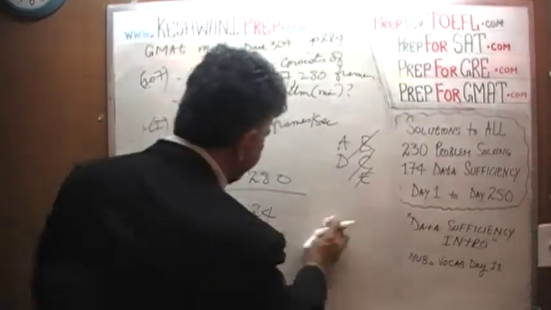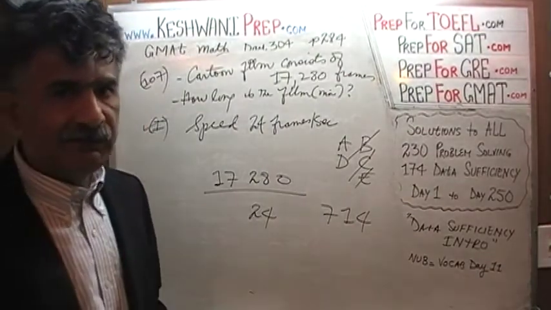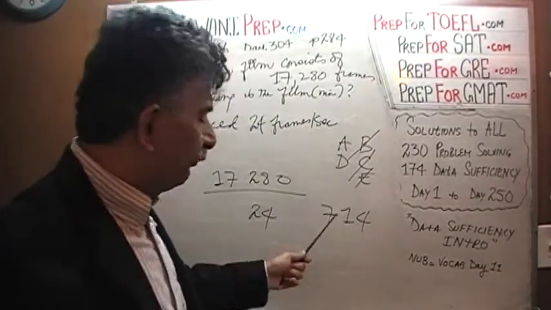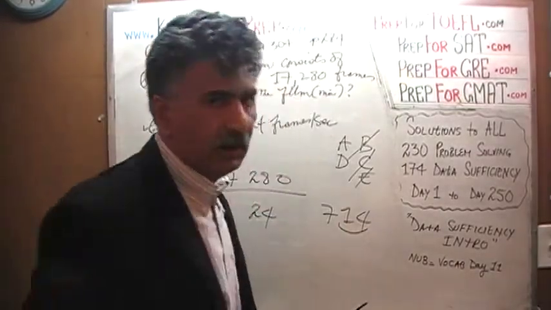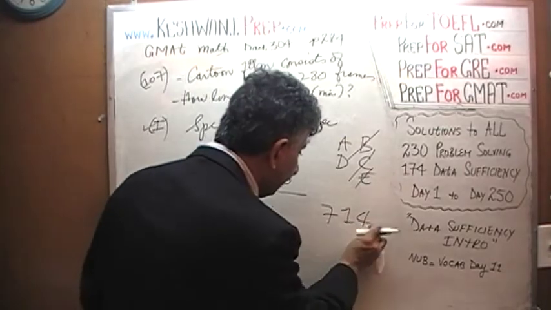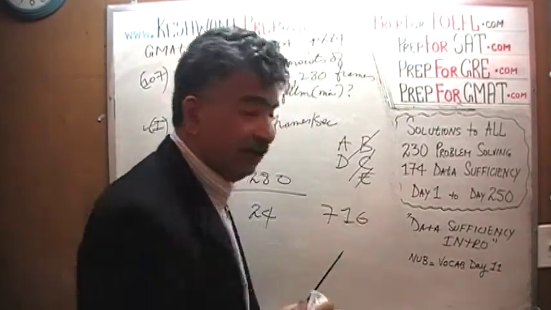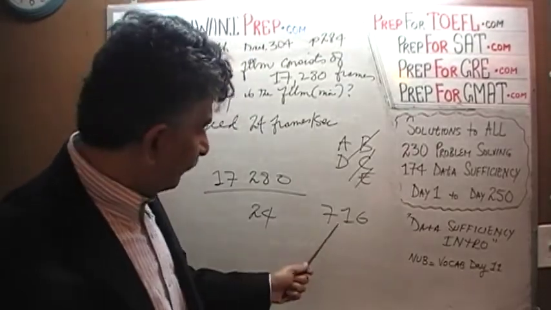For example, 714 is not divisible by 4. 714 will not divide evenly by 4 because the last two digits are 14, and you can't divide 14 by 4 evenly. 716 is divisible by 4. Why? Because 16 is divisible by 4 and so is the 700.